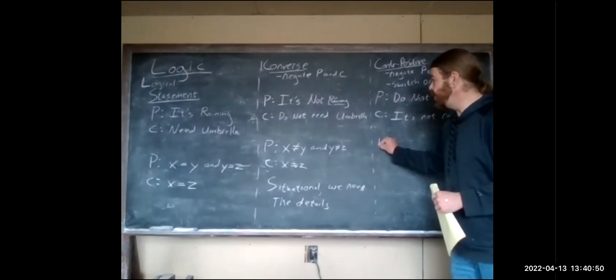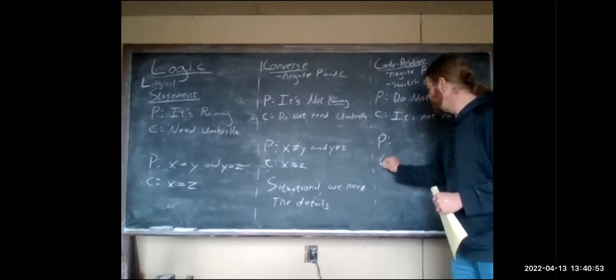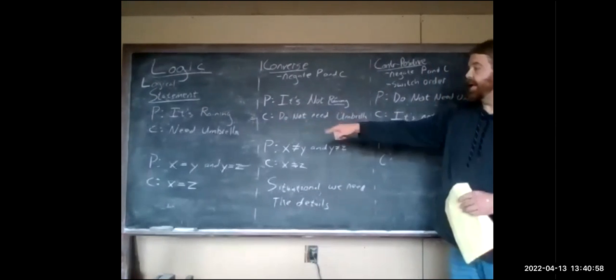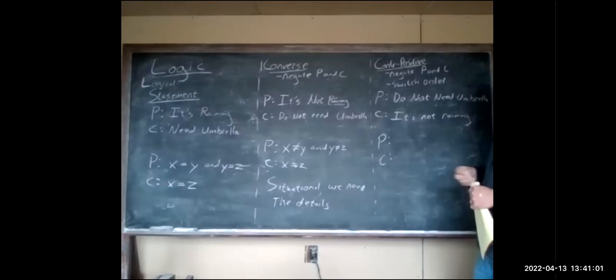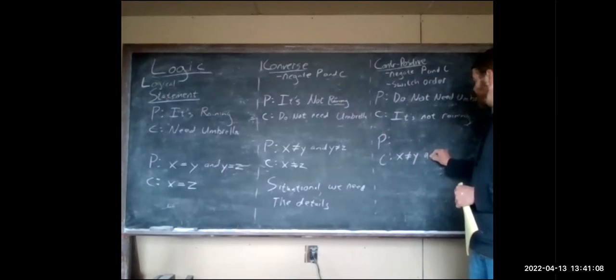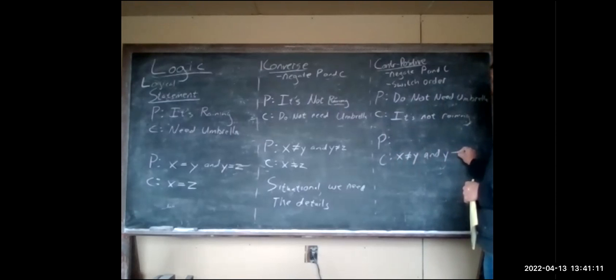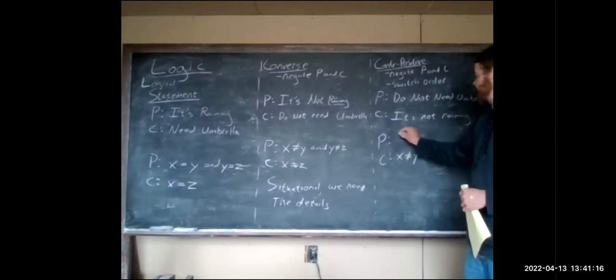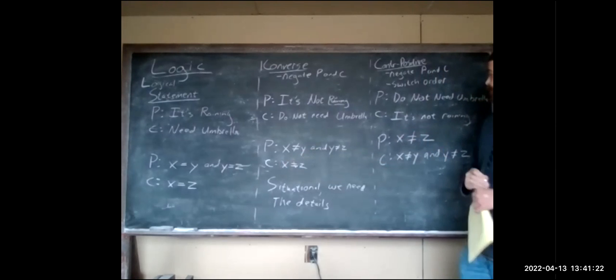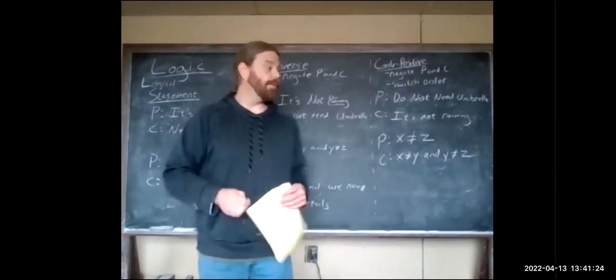And let's compare that to our math example there. So our original premise, x equals y and y equals z. We negate that to make it out of our conclusion. X does not equal y and y does not equal z. In our original conclusion of x equals z becomes x does not equal z. And now we can check the conclusion here.